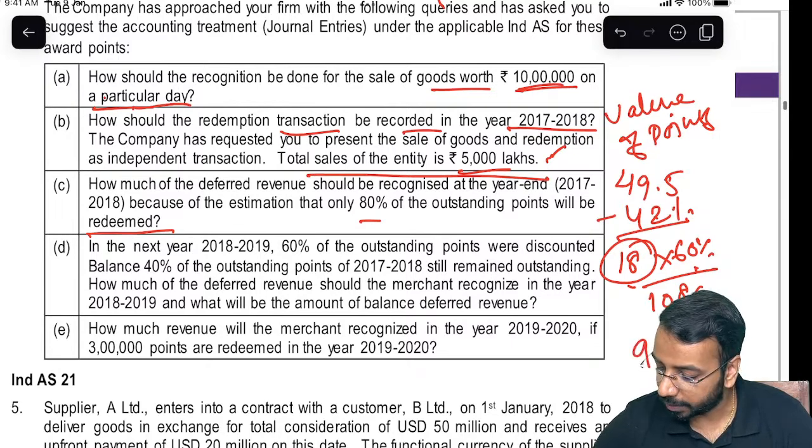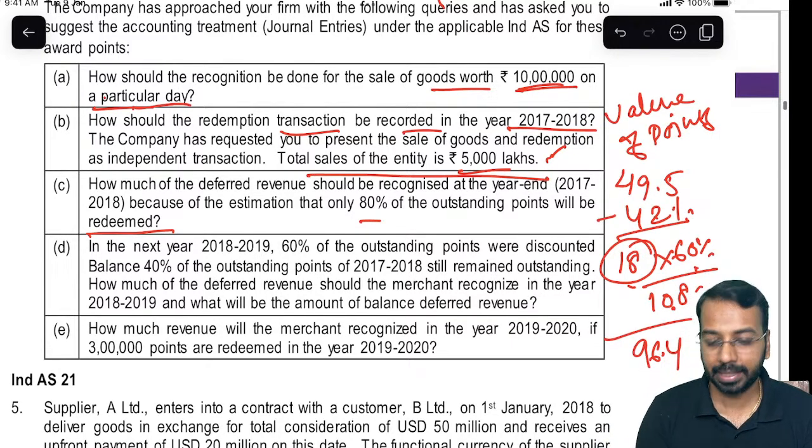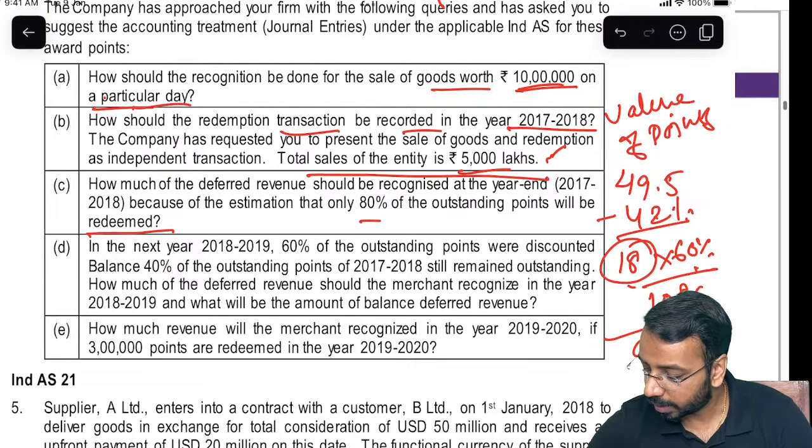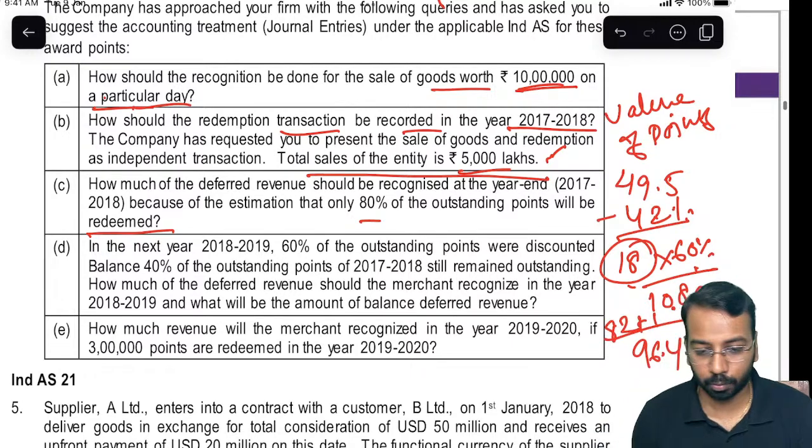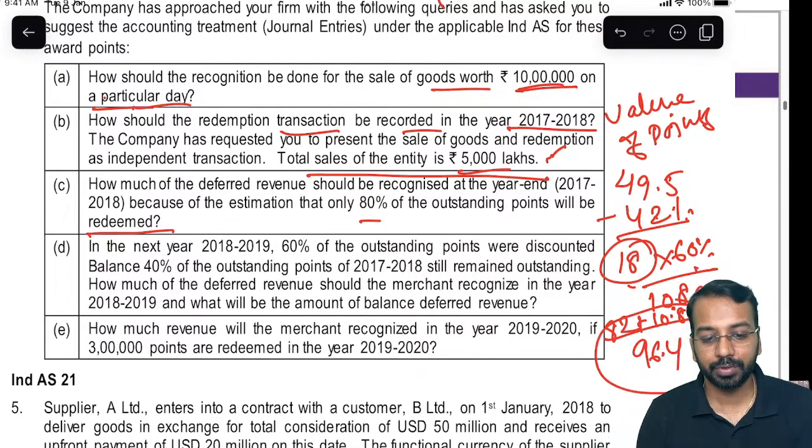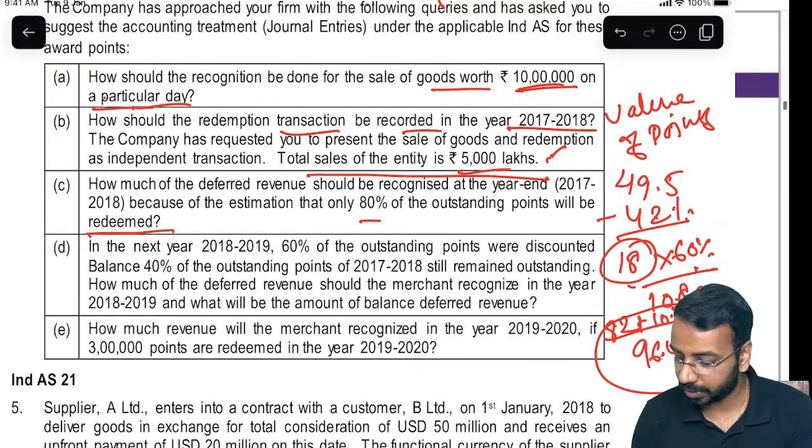96.4 is the total estimated. 82 we have already redeemed, plus 10.8 we will redeem now. Based on this proportion, you will recognize revenue and the balance will be deferred for the subsequent period.